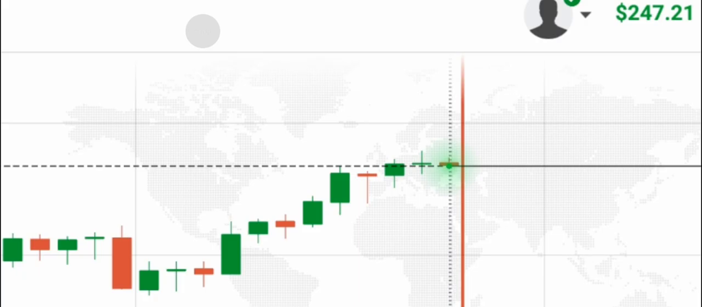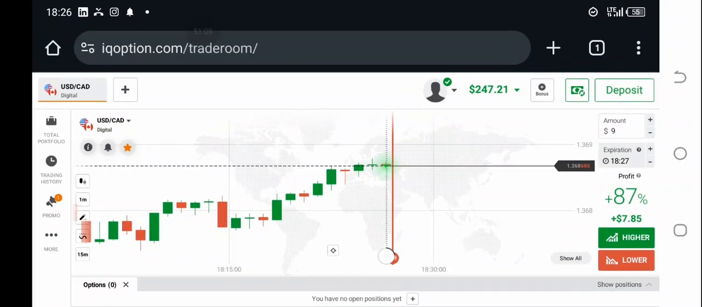So I was up by $247. We started with $200, now we have $47 in profit. You can see it clearly on your screen. So this is what we call candlestick psychology trading. But this type of trading, I'm not advising you to go and do. You only do this when you have experience, please.